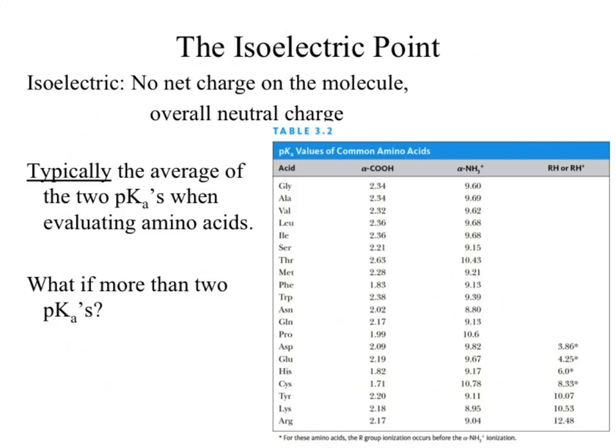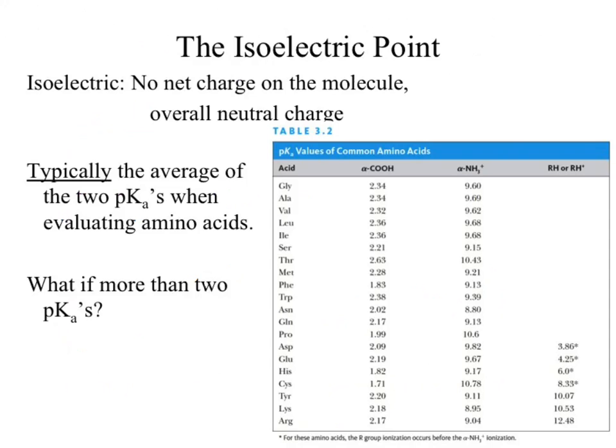So our isoelectric point, we're looking at no net charge on the molecule. So we use that to kind of take advantage of separation. It's looking at the average of the two pKa's. In the case of most amino acids, so we take a look at this list, this is coming from your textbook, most of them, your PI is just the average of the only two pKa's you've got. So it's the pKa of the acid, the pKa of the base, and we don't have to worry about anything else. Where it becomes tricky is if we have more than two pKa's.